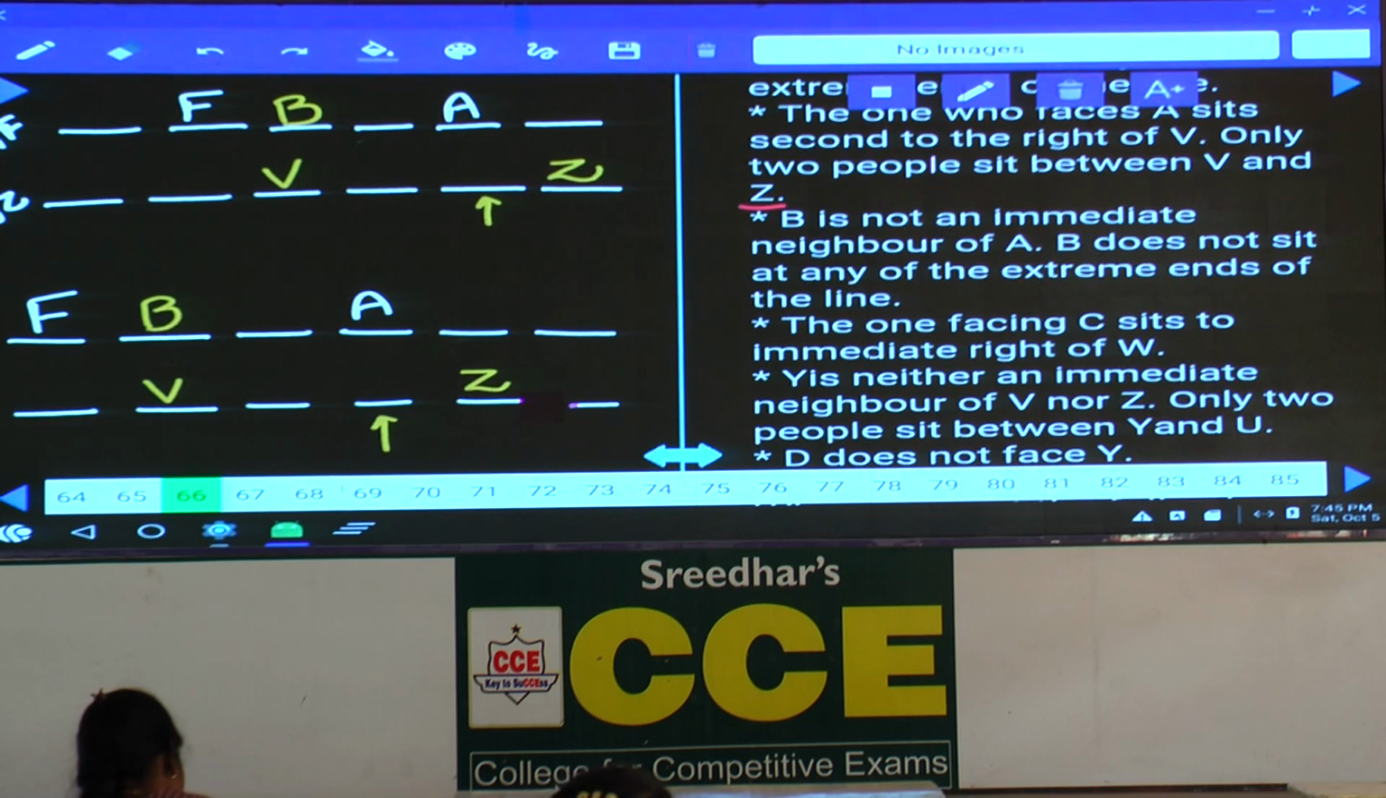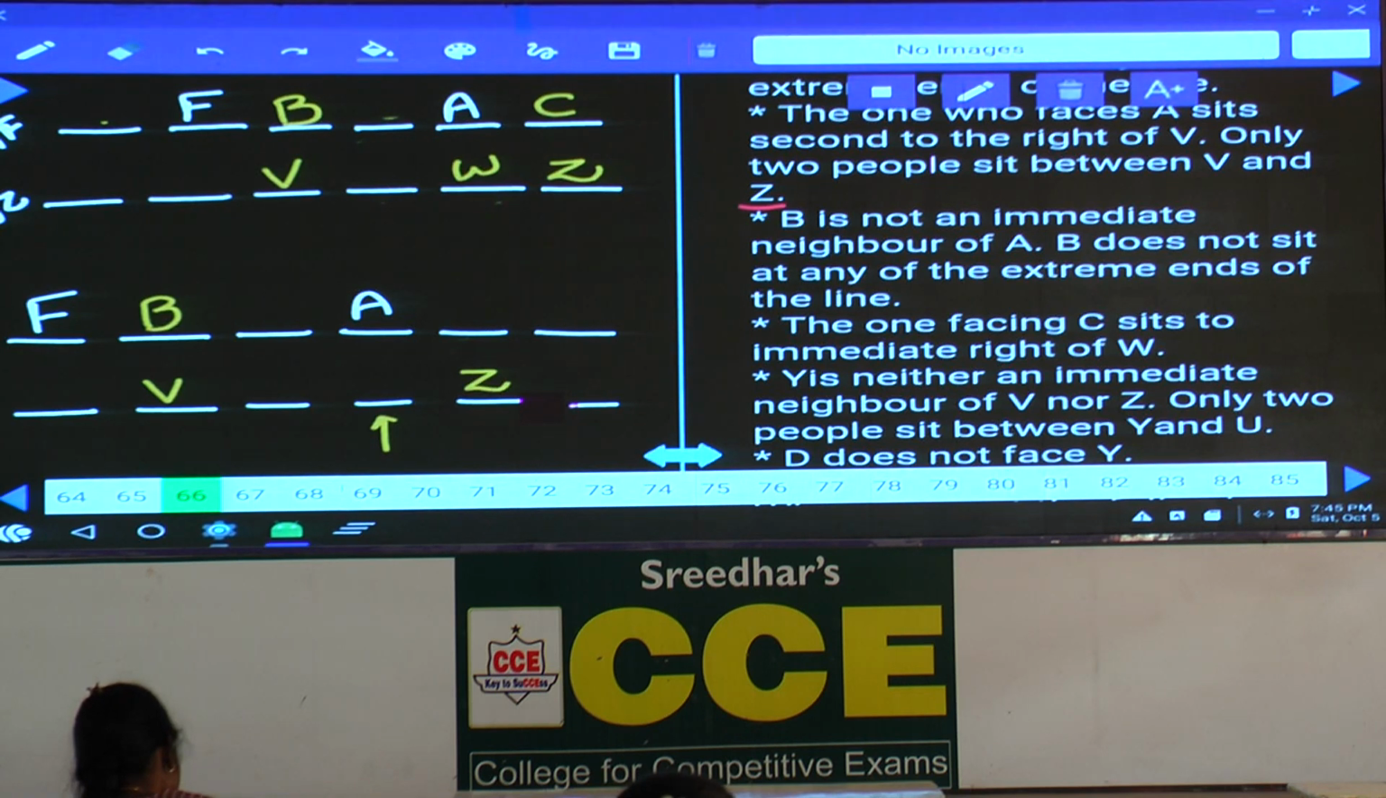Then what is the next information? The one who is facing C sits to the immediate right of W. Now C cannot be at this place. If C is here, the one who is facing C is this person, who must be to the immediate right hand side of W, which is not possible. C cannot be here as well, because that person is to the immediate right hand side of V. Hence C must be here. If C is here, W must be here.